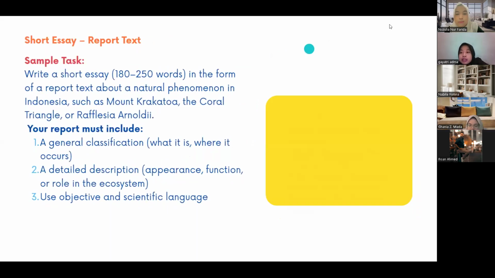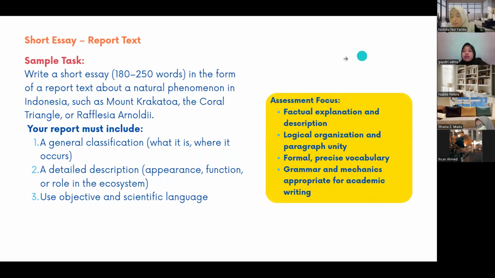And then another writing task that we can use for assessing students' writing skill is this one, short essay. This is the sample task. Like we ask our students to write a short essay in the form of a report text about a natural phenomenon in Indonesia. For example, like this one, Mount Krakatau, Coral Triangle, or maybe Rafflesia arnoldii, something like that.